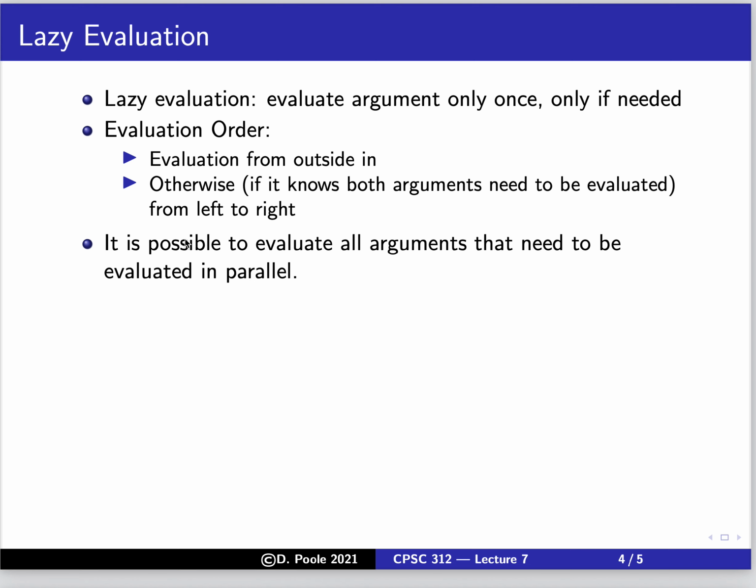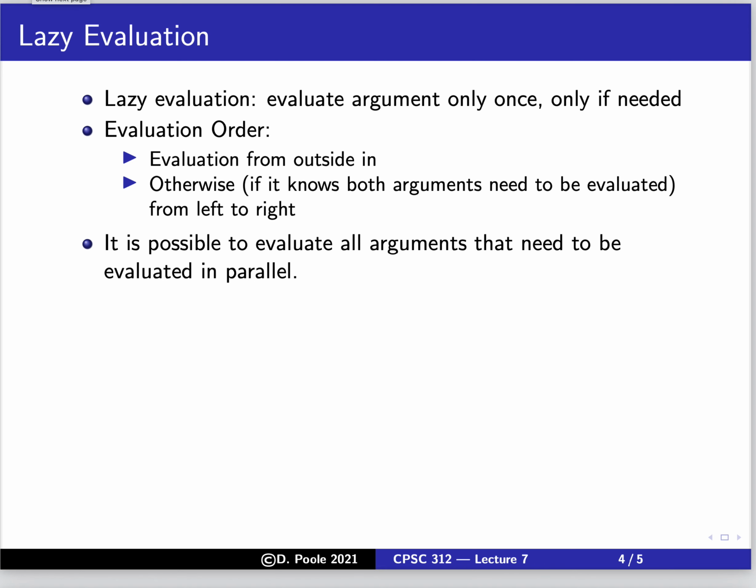Now, it's possible to evaluate all the arguments that need to be evaluated in parallel. I'm not sure that GHC does it, but you're certainly allowed to do it. I think one of the reasons Facebook uses Haskell for all of its internal work is because it can run everything in parallel and still get the right result. It doesn't matter, you might as well run in parallel. It just saves time. You're still going to compute the same result. It's a nice way to do parallelism, and you still get the same results. So parallel evaluation also gives the same results.